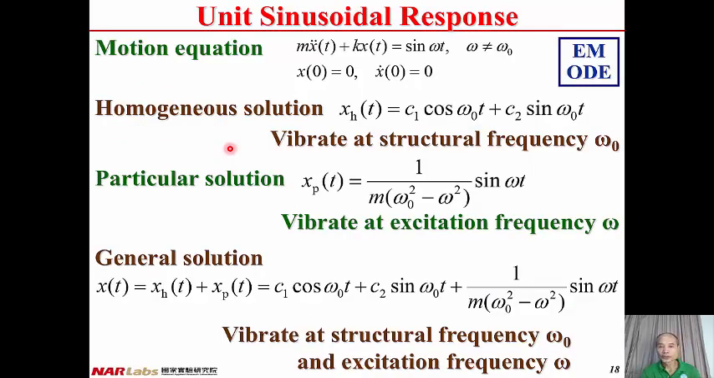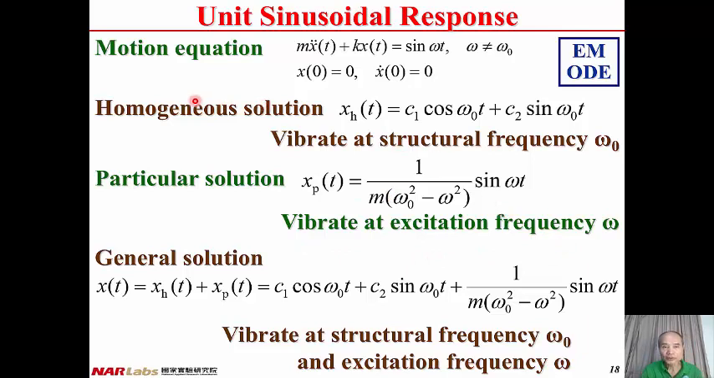Let us observe the homogeneous solution. x_h equal to c1 cosine omega 0 t plus c2 sine omega 0 t. Therefore, for this part of the displacement, it vibrates at structural frequency omega 0. And then we observe the particular solution. x_p(t) equal to 1 divided by m times (omega 0 square minus omega square) times sine omega t. Therefore, for this part of the displacement, it vibrates at excitation frequency omega.